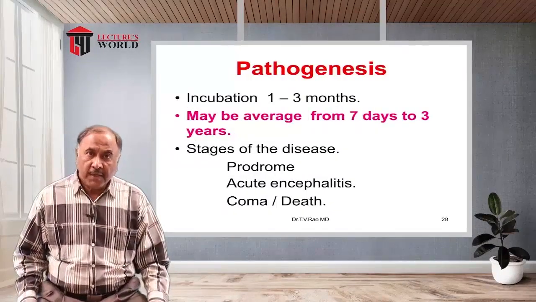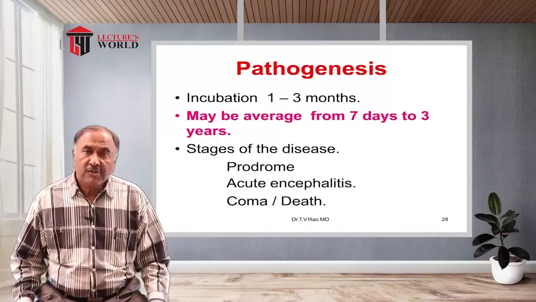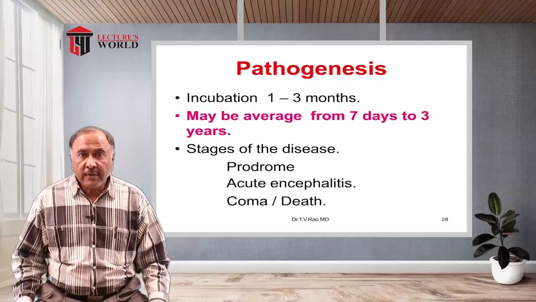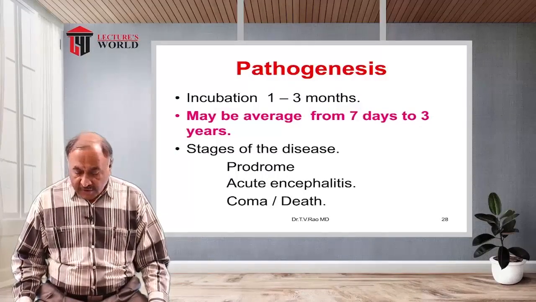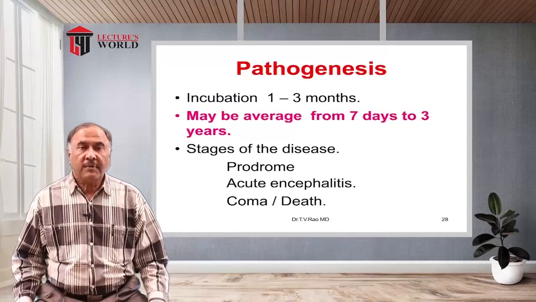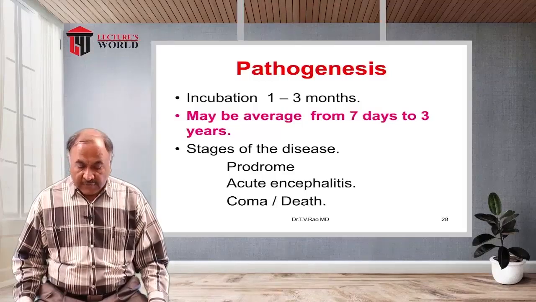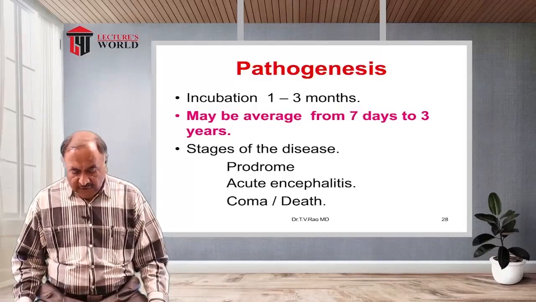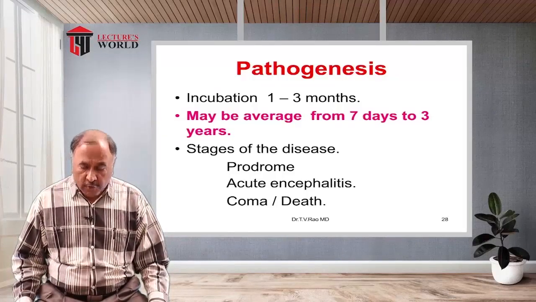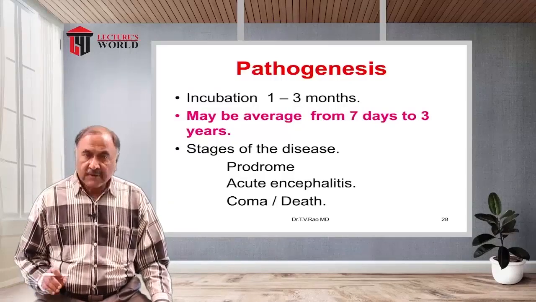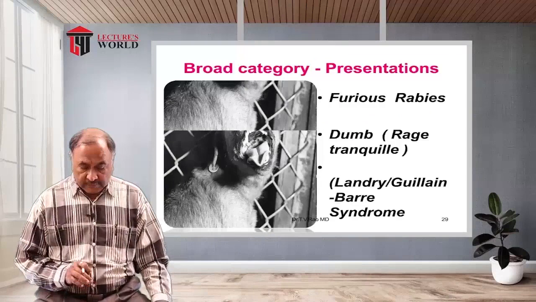Incubation normally ranges from 1 to 3 months, but on an average it takes between 7 days to 3 years also. Earliest it will be 7 days, or in some cases it may take a very long time, that is up to 3 years. There are three stages of the disease. First one is prodrome stage, second one is acute encephalitis, third stage is coma and death.